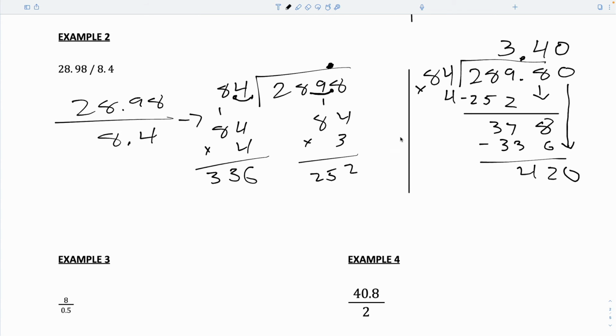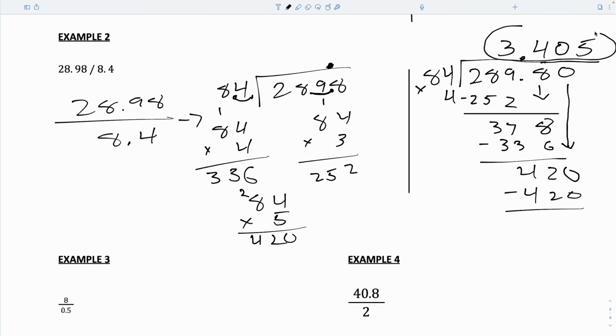Yes. Yeah, Mackenzie. Sure, yeah. 5 times. I would guess that too, because 8 times 5 is 40. 5 times 4 is 20. 5 times 4 is 20, plus 2 is 22. Yay, it's even. No chairs are being thrown. Good thing. And that was a 5 above it. 3.405 is your answer.